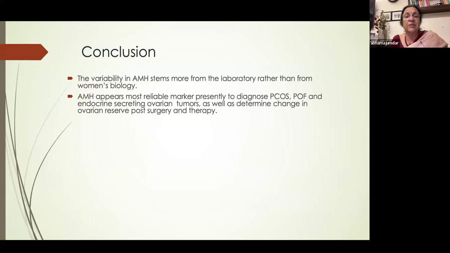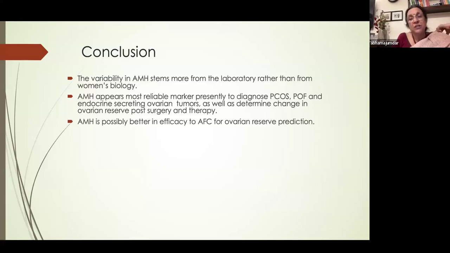and endocrine secreting ovarian tumors, as well as determine change in ovarian reserve post-surgery and post-chemotherapy. AMH is possibly better in efficacy than AFC for ovarian reserve prediction because its secretion also stems from secondary follicles which have not developed an antrum and cannot be seen by ultrasound.